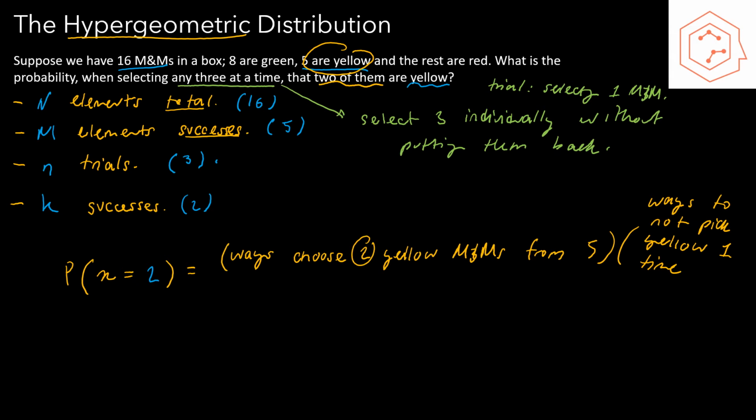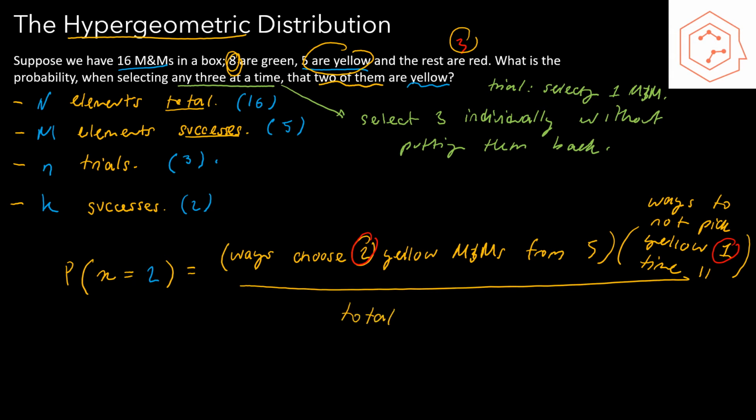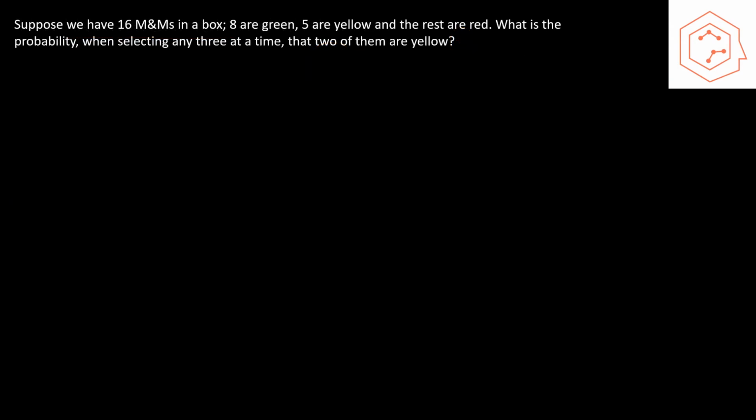So we want to pick 2 yellows, and then we want to not pick yellow 1 time from a total. We have 8 plus 3 red. So we want to not pick yellow from a population of 11, divided by total ways to pick 3 M&Ms from a population of 16. So if we define x, let x be the number of yellow M&Ms chosen.